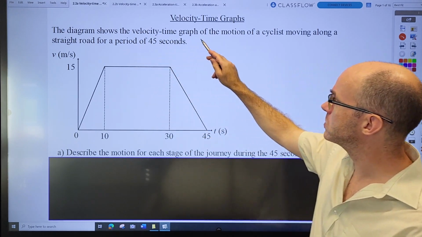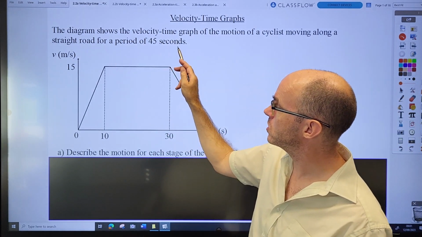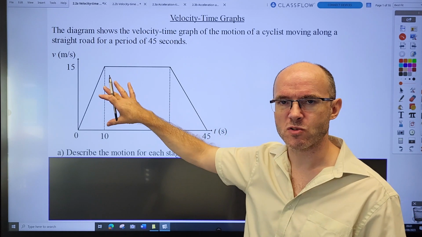The diagram shows a velocity time graph of the motion of a cyclist moving on a straight road for a period of 45 seconds, okay? So this is typically what a velocity time graph might look like.